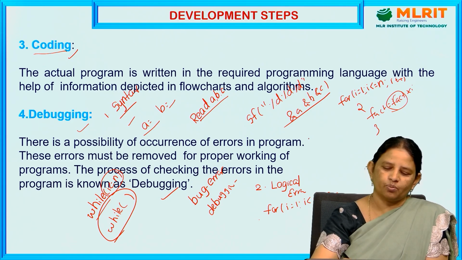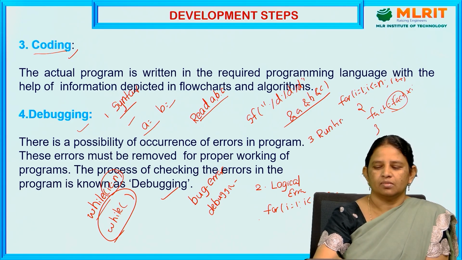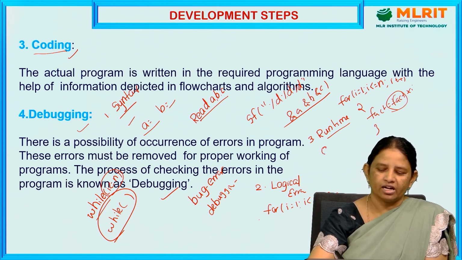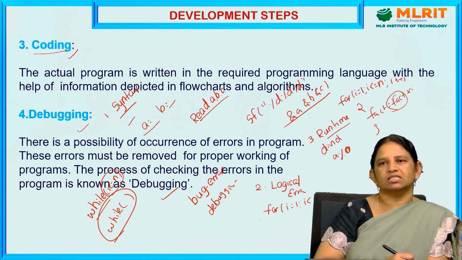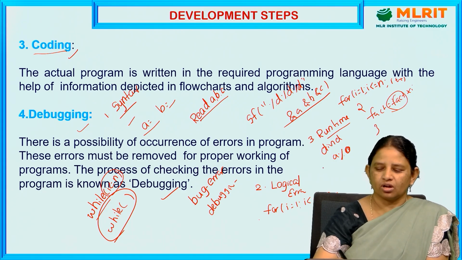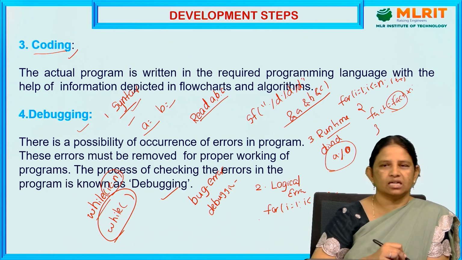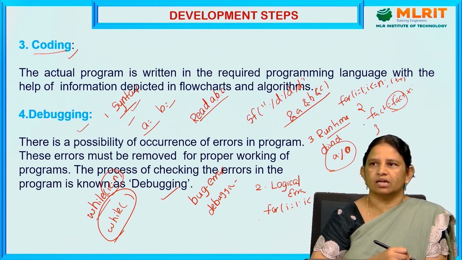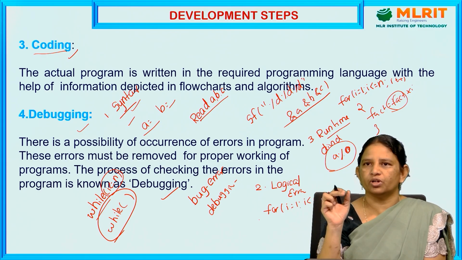The third type of errors is runtime errors. That means divide by 0. A divided by 0 is a runtime error. So runtime errors are identified during the running of the program. Syntax errors are generated during the compilation of the program, whereas logical errors do not show any error, but we are going to get the wrong output in the results.